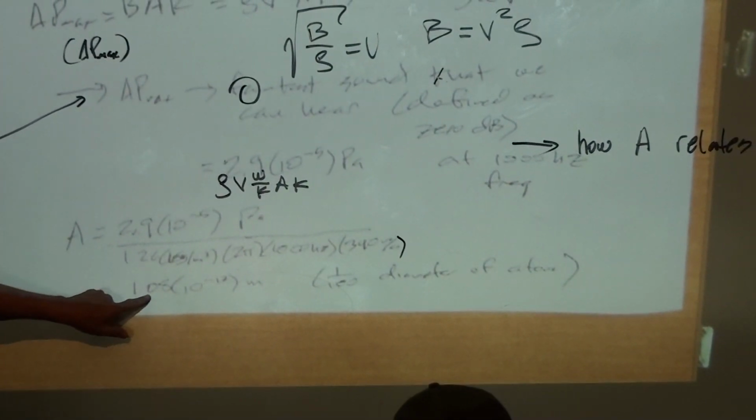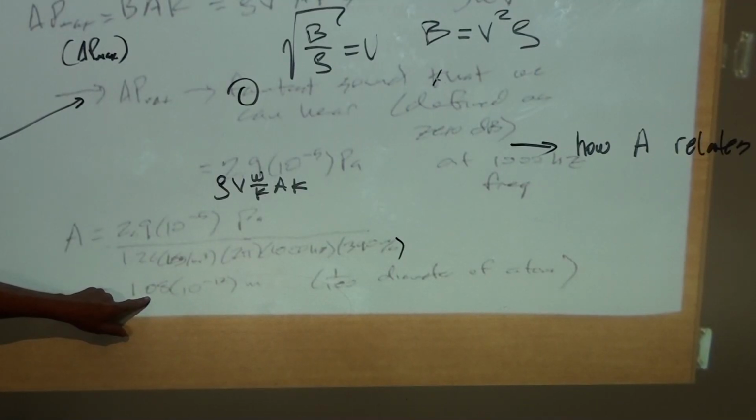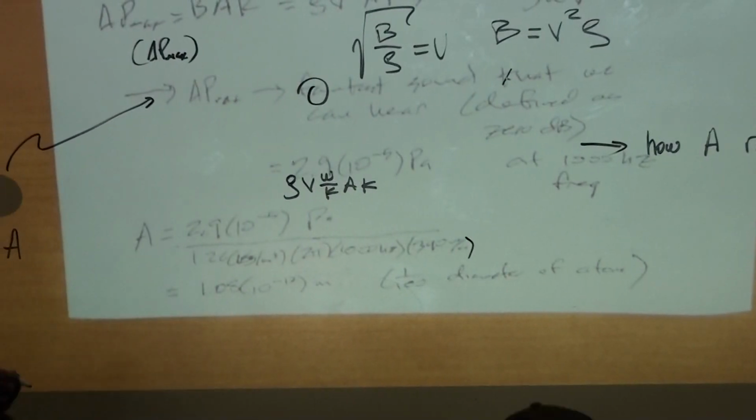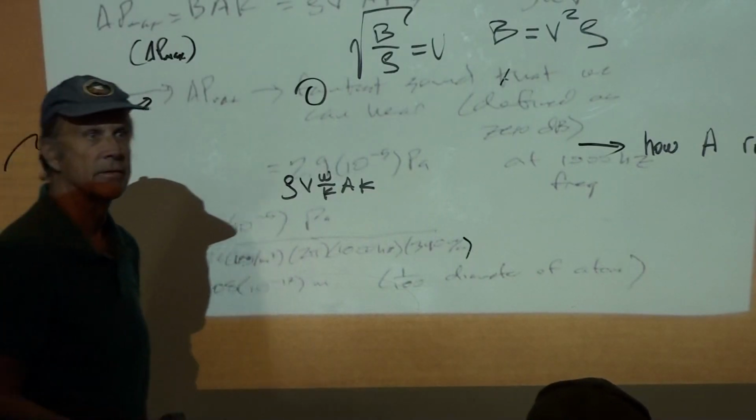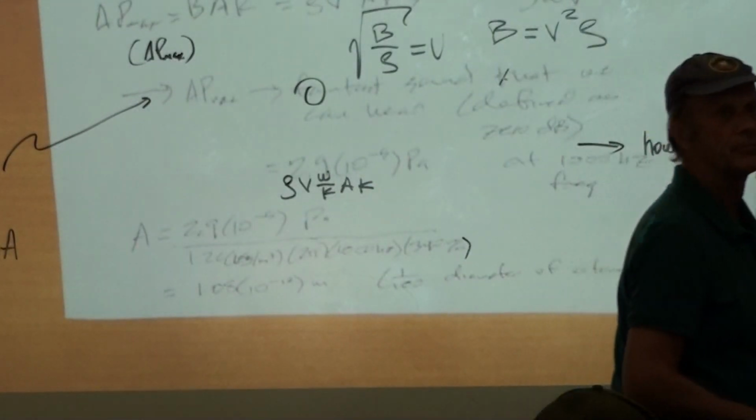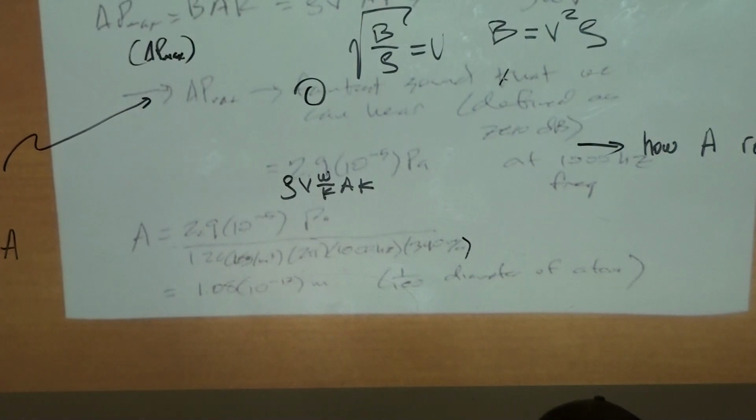And when we work this out, we get that with the faintest sound that you can hear at 1,000 hertz, the eardrum is only moving about 1/100th the diameter of an atom. That's how sensitive the human ear is. It can pick up vibrations that are only 100th the diameter of an atom. Amazing. And so this is why we should be careful with our hearing.